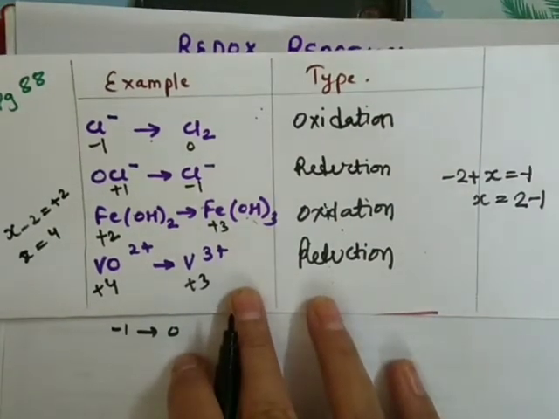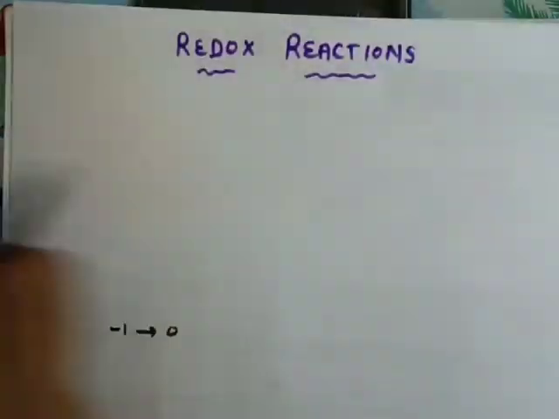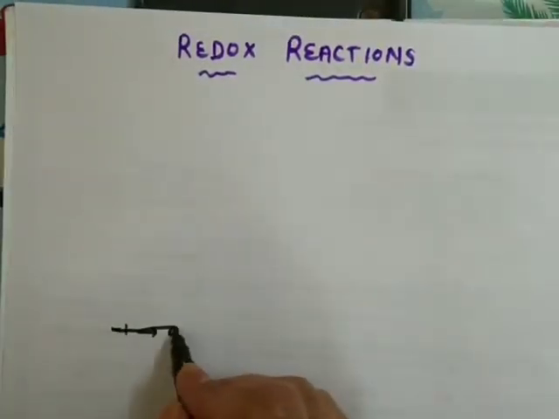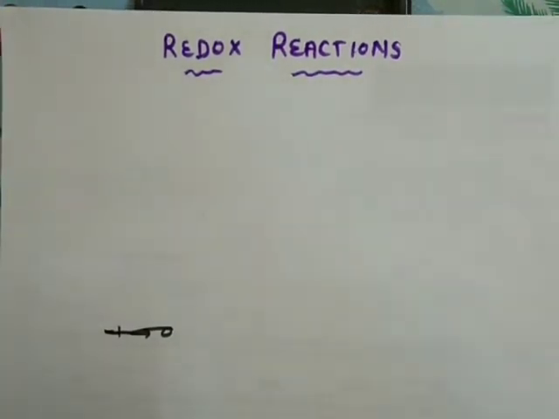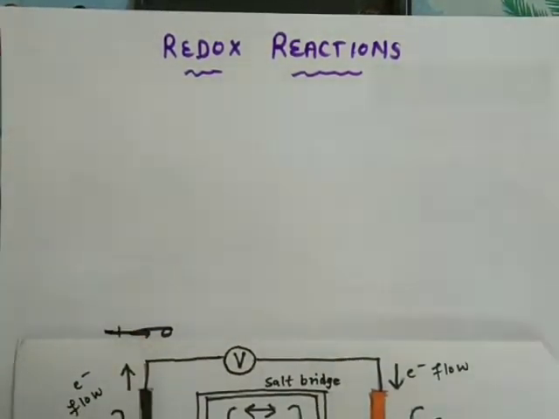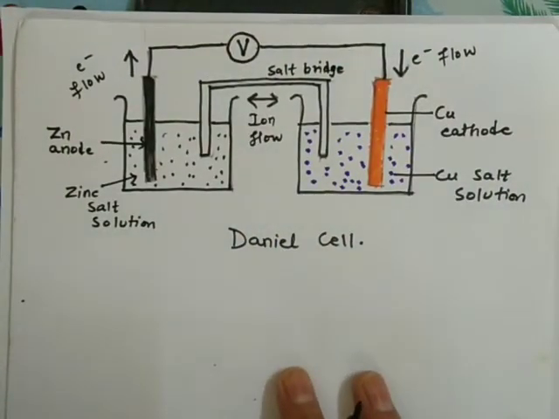Okay, now we will try to understand how electricity is used to generate, how redox reaction is used to generate electricity. And for doing that we should first know construction of a Daniell cell.